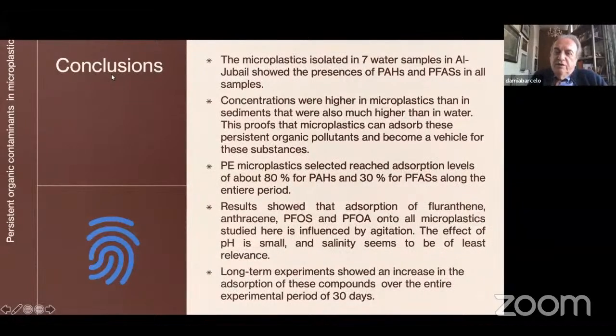Results show that the absorption of fluoranthene, anthracene, and PFOS and PFOA, which are the most important perfluorinated compounds. They are in the legislation, these two chemicals, because of the toxicity. They were also studied in the microplastic and sorbent. So basically, these chemicals are there, and they are in the microplastics.